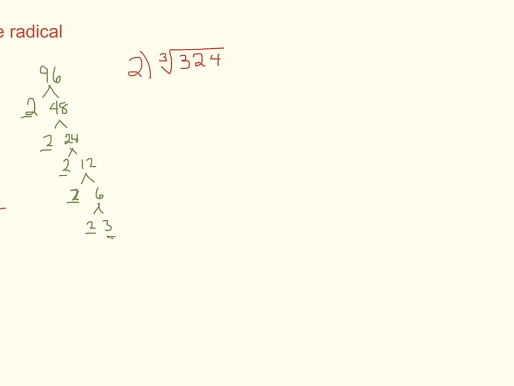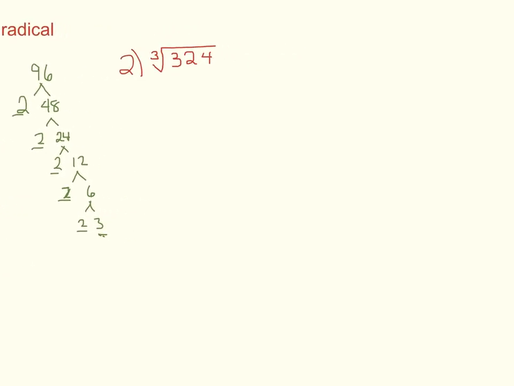Now let's go over here and take a look at a cube root. The process is going to be very similar, except for when we bring stuff out, we're going to divide the exponent by 3. So let's do the prime factorization of 324. Again, 324 is an even number, so I know I can divide that by 2. I get 2 and 162. 162 is an even number, so I can divide that by 2. And I'm going to get 2 and 81.